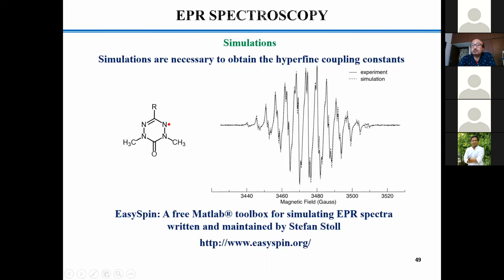But you are getting around 27 lines. That means one more nitrogen is also involved. So this nitrogen must be involved in the process. So 3 into 3 into 3, that means 27 lines you are getting. You are not getting the interaction of this electron with the fourth nitrogen. Well, how do you interpret it? That is the biggest concern.